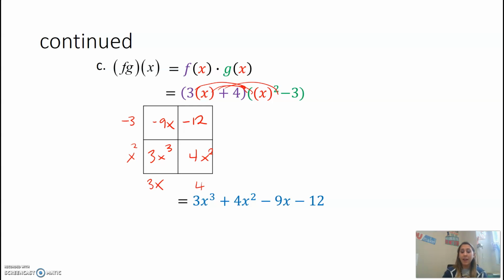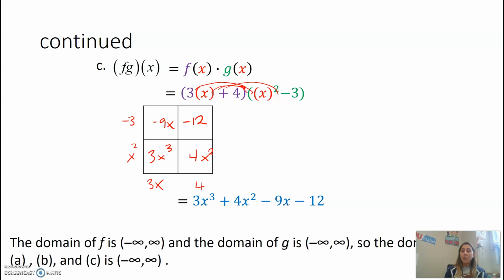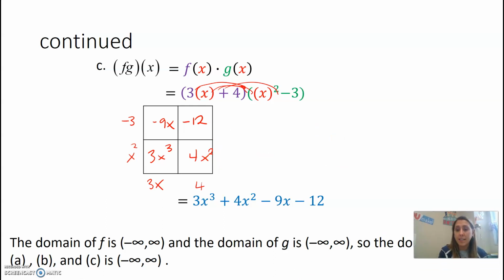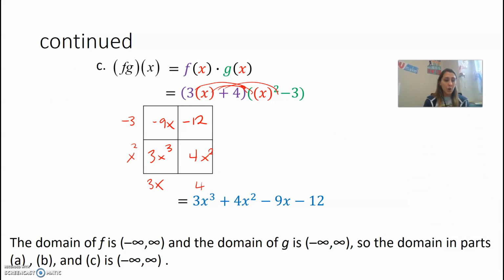So we have found that. If you have any questions, please let me know. The domain of f is negative infinity to infinity. The domain of g is negative infinity to infinity. So in parts A, B, and C that we just did, our domain is going to be the same, which is something that I already talked about, and we have discussed that. If you have any questions, please let me know.